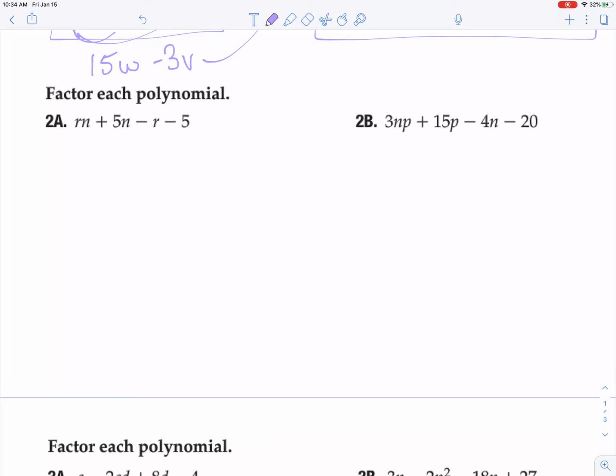And I notice I can't take an R out of everything. They don't all have R's. They don't all have a number in common. They don't all have N's. You guys, I'm kind of thinking there's nothing I can do. This is where you can try factor by grouping.